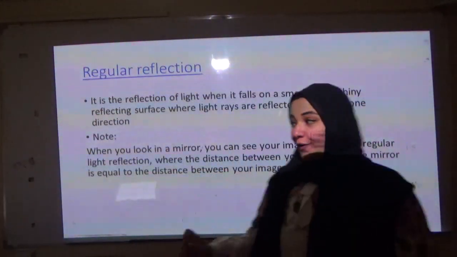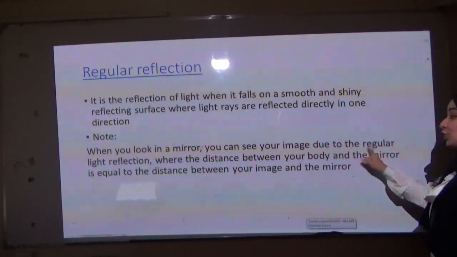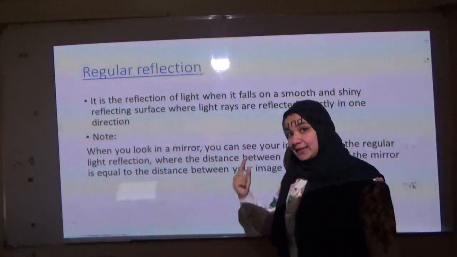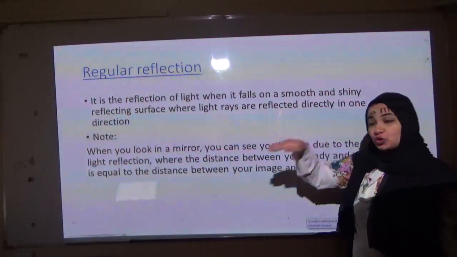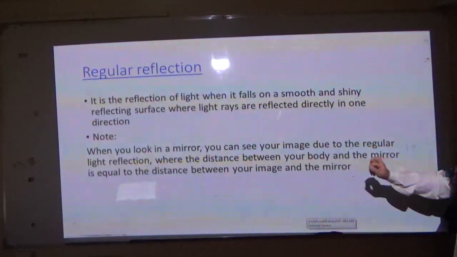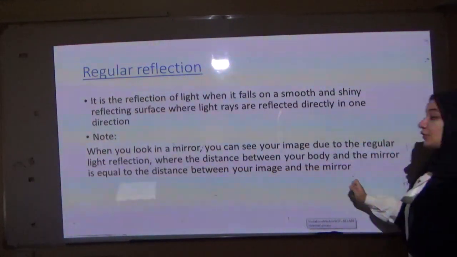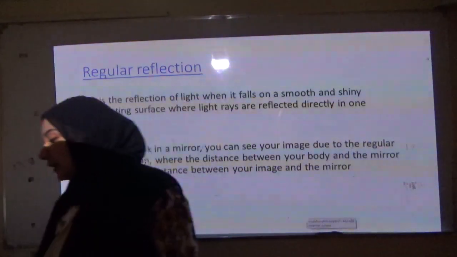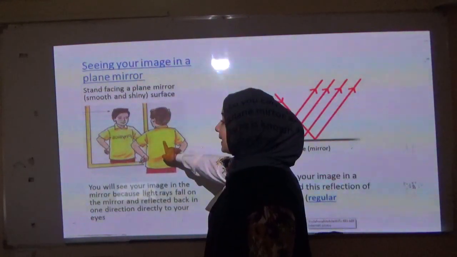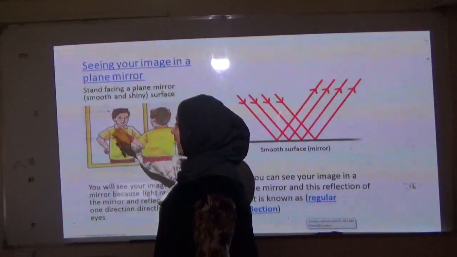Now, pay attention with me with this note. When you look in a mirror, you see your image due to what? Due to the regular light reflection. Why? When I look at the image, I can see myself. We said that light falls on a smooth and shiny surface and then becomes reflected. Now, pay attention. The distance between your body and the mirror is equal to the distance between your image and the mirror. What's meant by this?